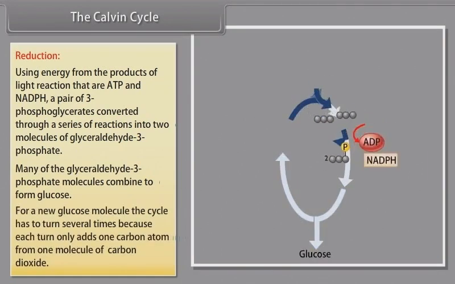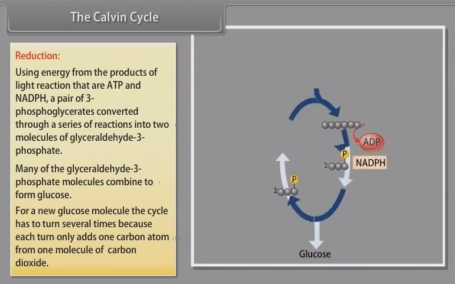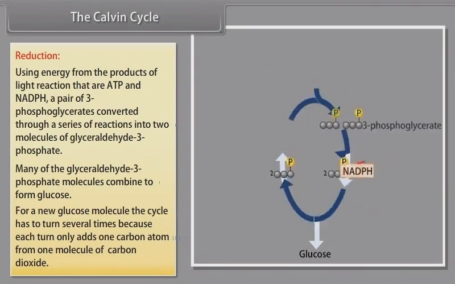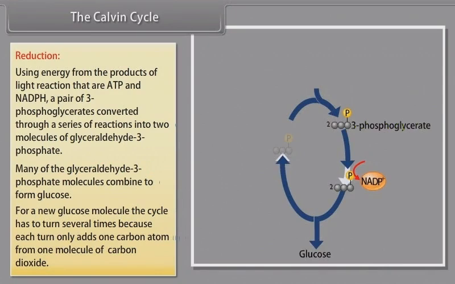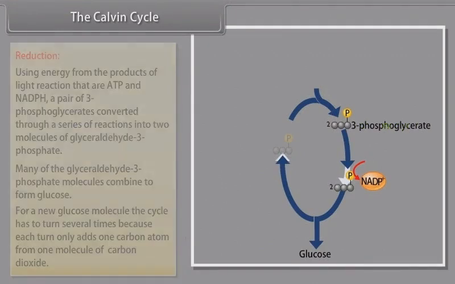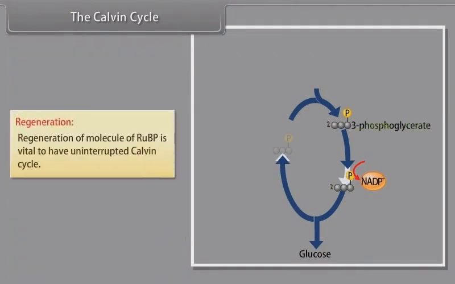For a new glucose molecule, the cycle has to turn several times because each turn only adds one carbon atom from one molecule of carbon dioxide. Regeneration. Regeneration of the molecule of RuBP is vital to have an uninterrupted Calvin cycle.